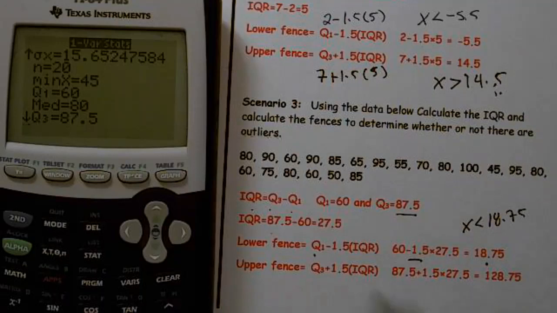On the high side, we end up with Q3 of 87.5 plus 1.5 times the 27.5, which is 128.75. So I would need an X larger than 128.75. I don't have it, so no outliers on the low side or on the high side for that one. All right, that concludes this video.